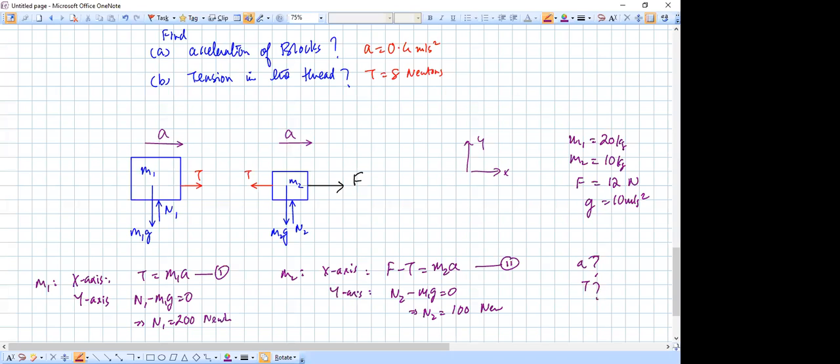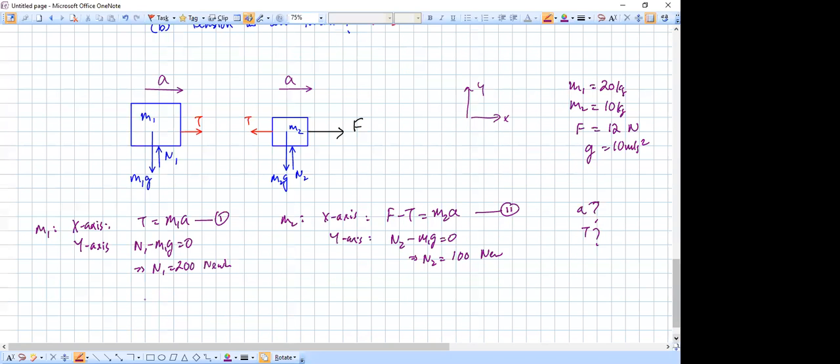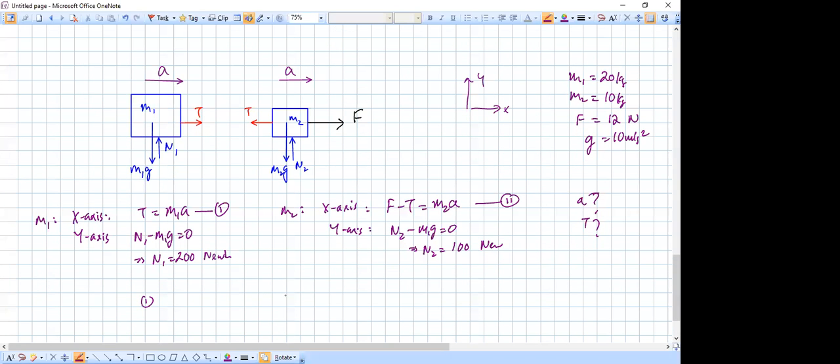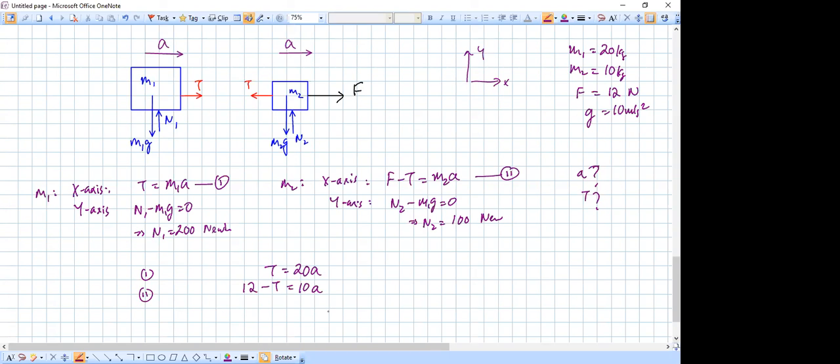So we need to solve the equation 1 and 2. So equation 1 is T is equal to 20A, and equation 2 is F minus T, that is 12 minus T is equal to 10A. So just add the two equations, solve them simultaneously, add it. So 12 will come out to be 20 plus 10A.